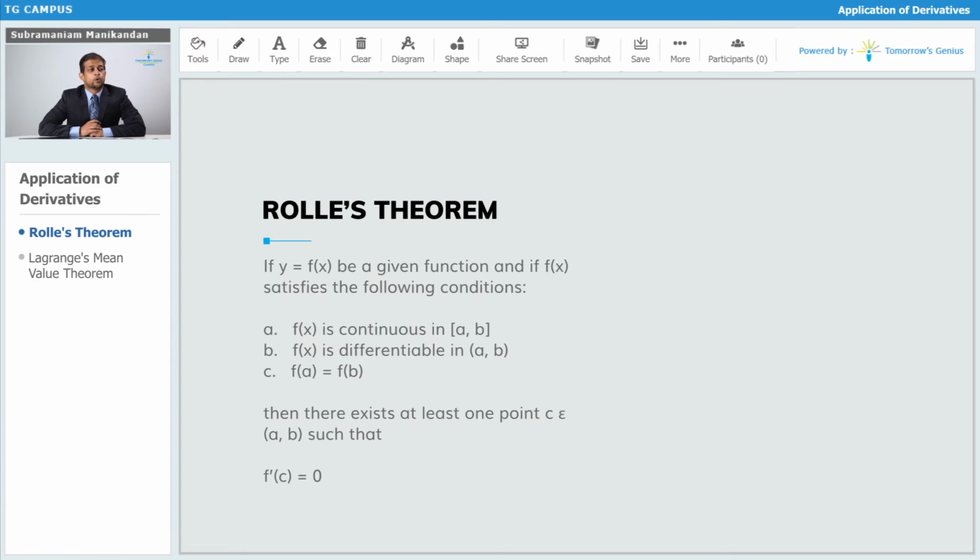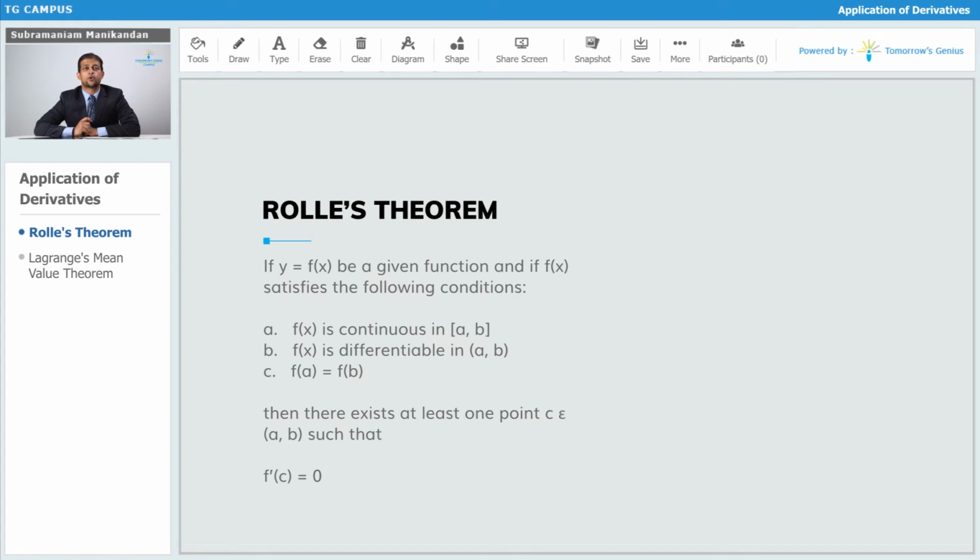It says that if you have a function y is equal to f(x) and f(x) satisfies the following conditions, that it is continuous in the closed interval a to b, and it is differentiable in the open interval a to b, and the value of the function at the initial point and at the end point is same, that is f(a) is equal to f(b), then there exists at least one point c somewhere between a and b and not including a and b, such that the value of the derivative of the function at that point becomes equal to 0.